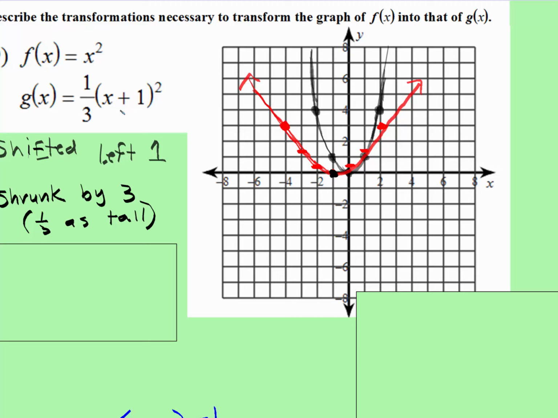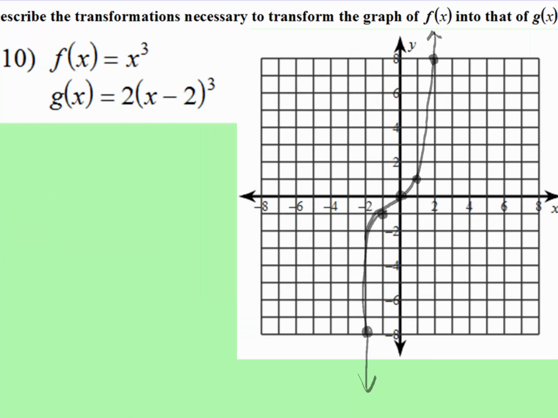So if we put 0 in here, 0 plus 1 is 1, 1 squared is 1, 1/3 of 1 is down here at 1/3. If we put a 1 in there, 1 plus 1 is 2, 2 squared is 4, 1/3 of 4, we're up here at just a little taller than 1, at 4/3 or 1 1/3. Put a 2 in there, 2 plus 1 is 3, 3 squared is 9, 1/3 of 9 is 3. There we go.